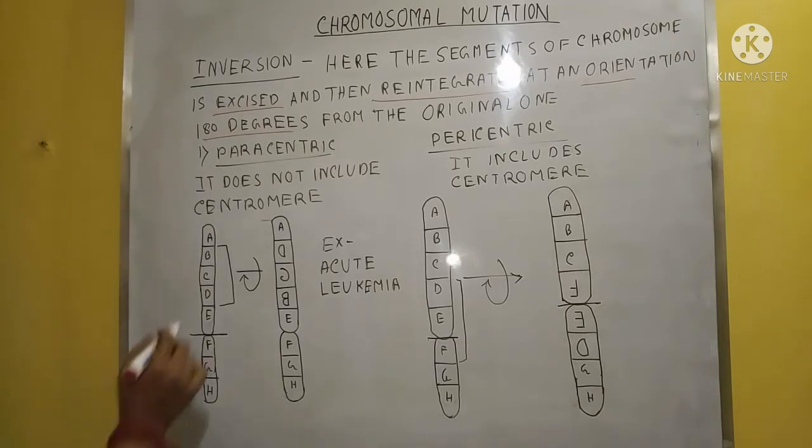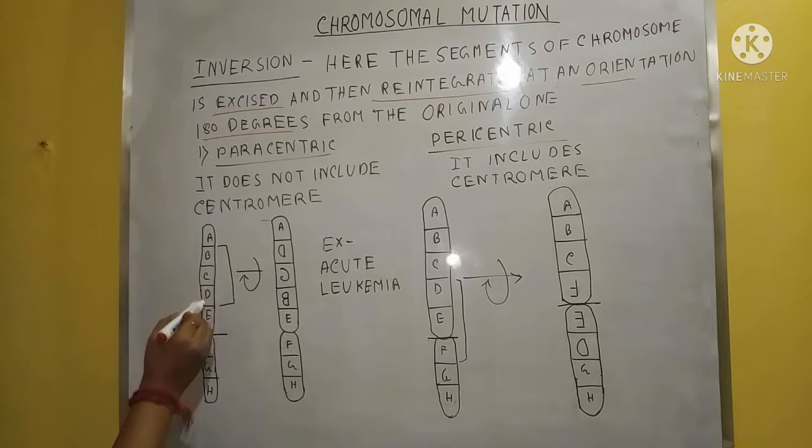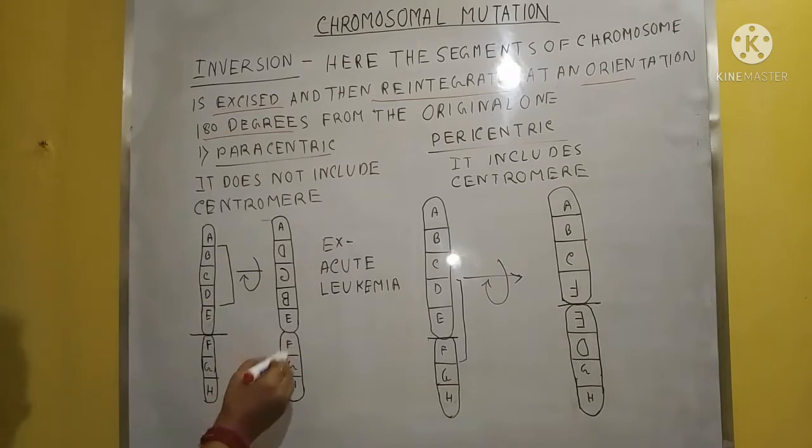And what happened? You see the structure. A, B, C, D, the segments are in the proper order. This is the wild type and the normal chromosome. And here after 180 degree integration, what happened? You see that B, C, D becomes D, C, B. Okay, and after that E, F, G, H is proper.